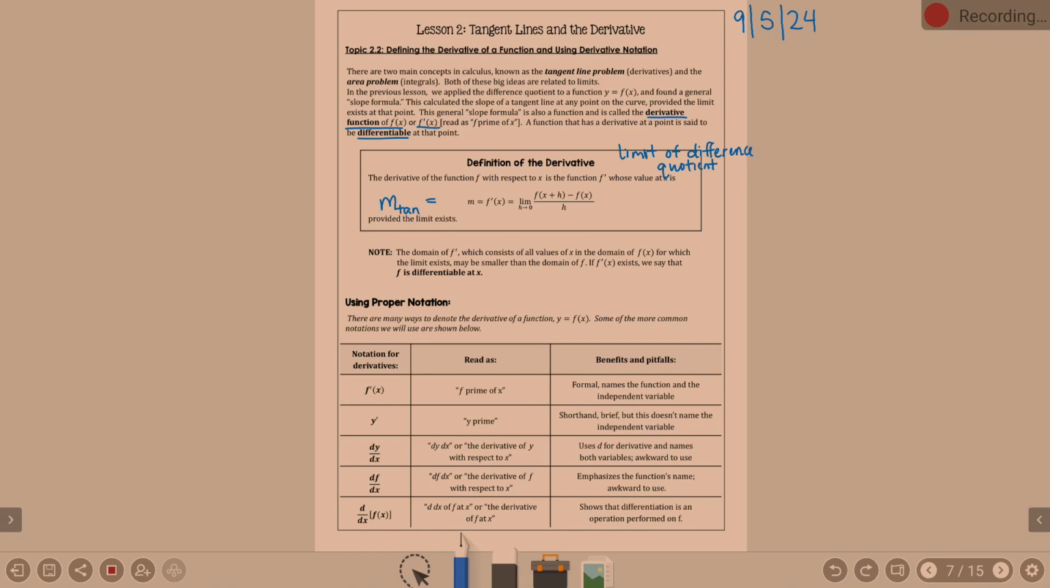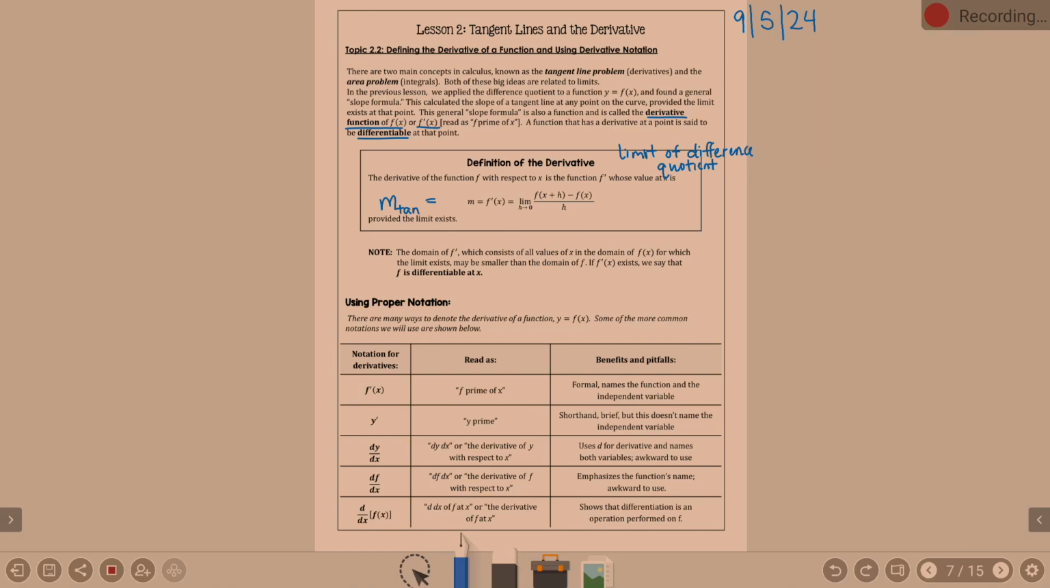We know f of x is the same as saying y equals, right? So another way to say f prime of x is to say y prime. It's kind of the shorthand version. It's brief. It doesn't name the independent variable, though. So it's not saying the derivative with respect to x. It's just saying the derivative.